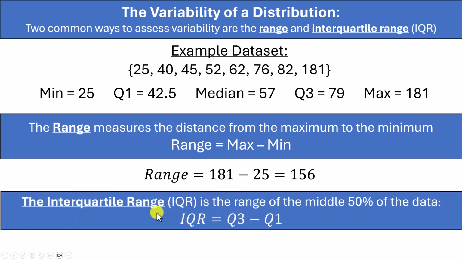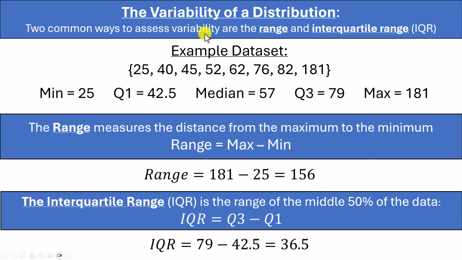We can also calculate the interquartile range, abbreviated as IQR, which is the range of the middle 50% of the data. This can be found by taking the third quartile, or the 75th percentile, and subtracting the first quartile, or 25th percentile. In our case, we can take 79 and subtract 42.5 to get 36.5. The middle half of our dataset spans 36.5 units. The IQR and range are both ways to measure the variability or spread within a dataset, but there's a more comprehensive way to measure variability, which is called the standard deviation. The standard deviation will be the topic of another video.